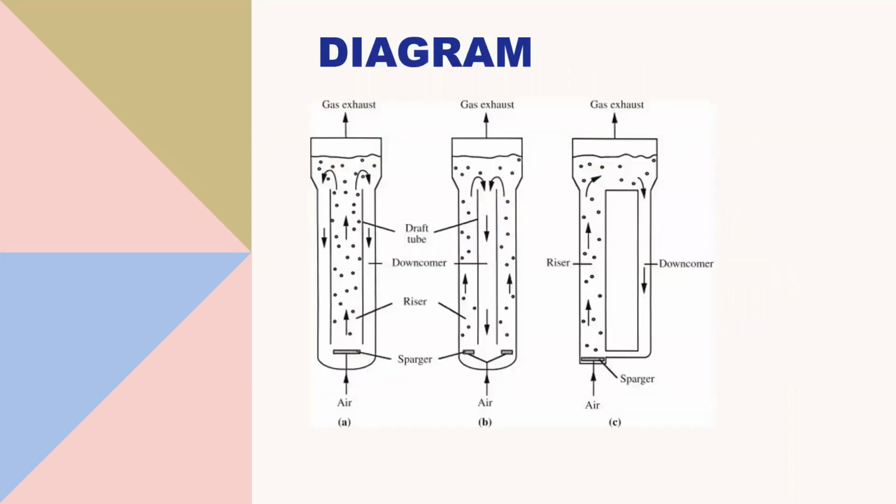As you can see in the diagram, gas is sparged into only part of the vessel cross-section called the riser. The resulting gas holdup and decreased fluid density causes the liquid in the riser to move upward. As gas bubbles disengage from the liquid at the top of the vessel, heavier bubble-free liquid is left to recirculate through the downcomer. Thus, liquid circulation in airlift reactors results from the density difference between the riser and the downcomer.